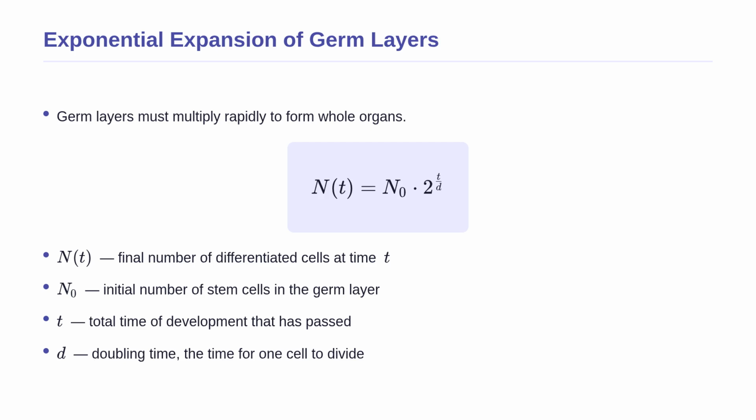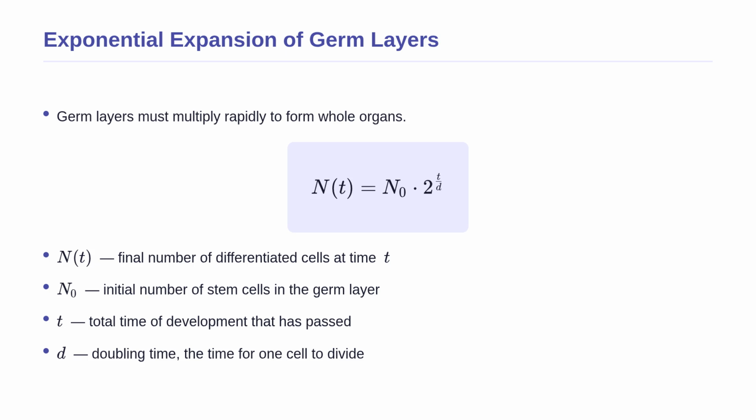To achieve their final fate, these germ layers do not just change shape, they must multiply rapidly, which brings us to the mathematics of embryonic growth. While the fate map tells us what the cells will become, we must also understand how they generate enough tissue to form a whole organ.